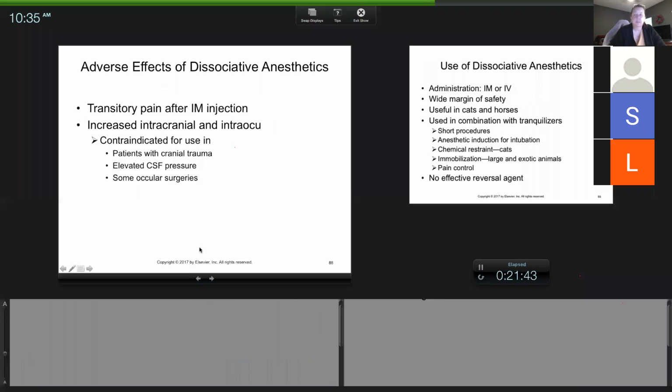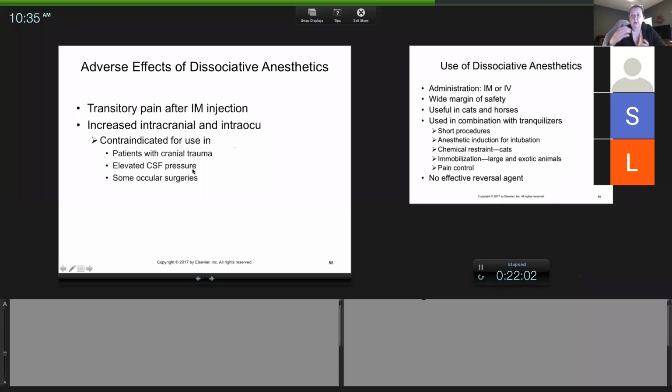The adverse effects that we have to watch. Now there's a little bit of pain. They'll get over it. But you can get an increase in intracranial, and that should say, I don't know why it cut off, intraocular pressures. Okay. If you have a head trauma or an elevated CSF pressure patient.